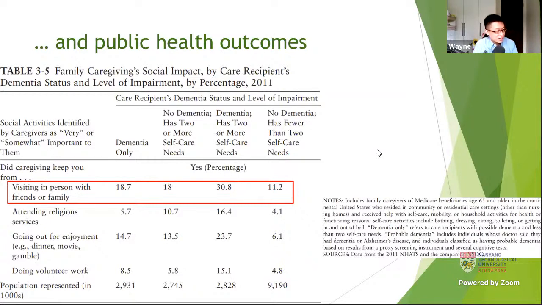Those with dementia and 2 or more care needs, you see that 30.8% said yes. Due to caregiving, I'm spending less time with my friends and family. Compared with the rightmost column, 11.2% say yes, among those caring for no dementia and fewer than 2 self-care needs. Okay. Very big difference.